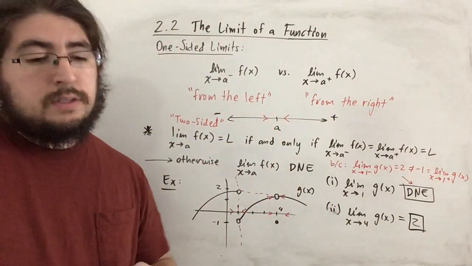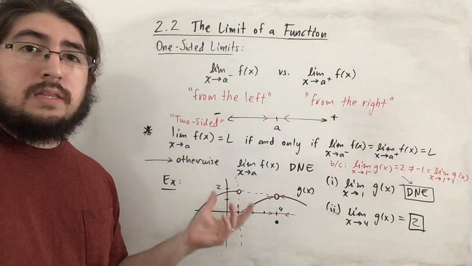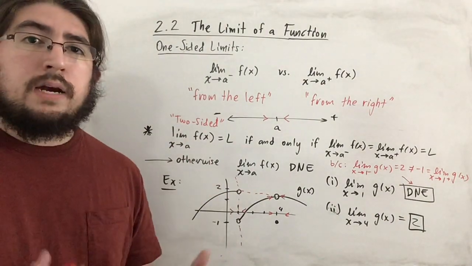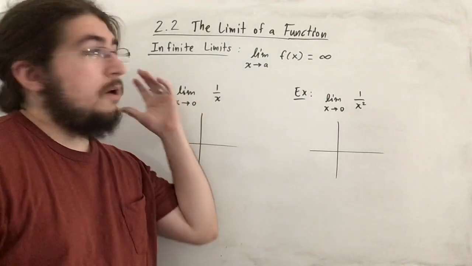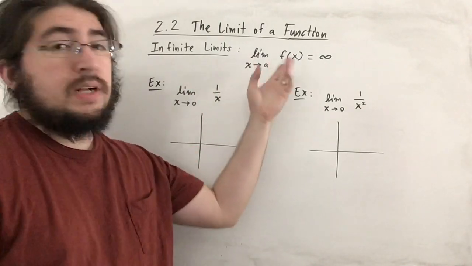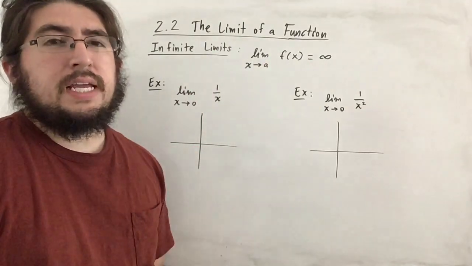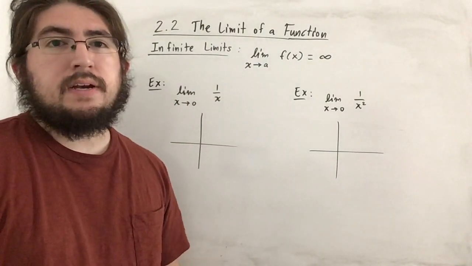Perfect. So now we're going to talk a little bit about something that still involves these one-sided limits, but now we're going to deal with infinity. Alright, so the last one we need to discuss, of course, are infinite limits, where we have a scenario where the limit as x goes to a of a function f of x is equal to infinity, and in fact you can actually have approaching infinity or negative infinity.